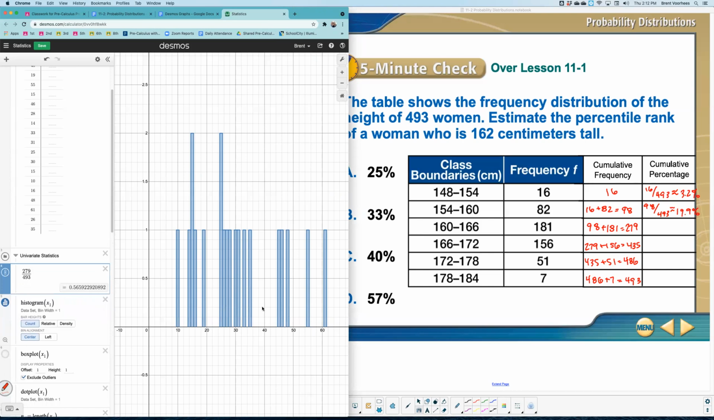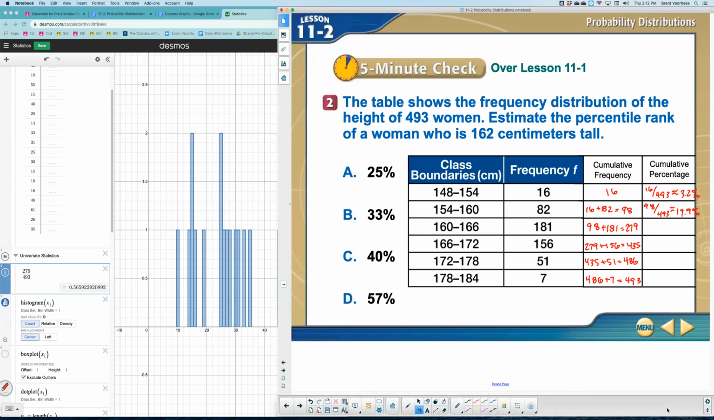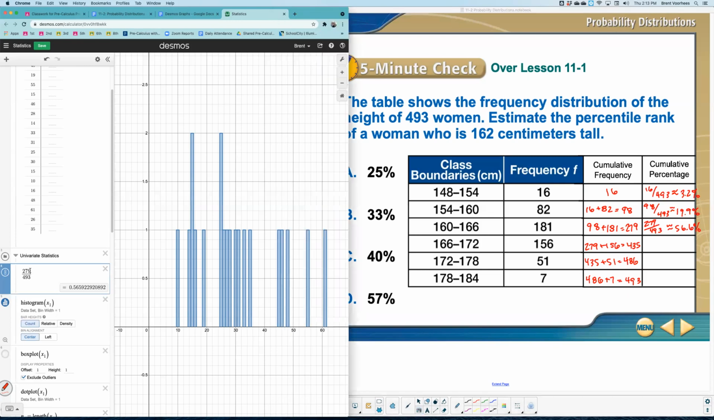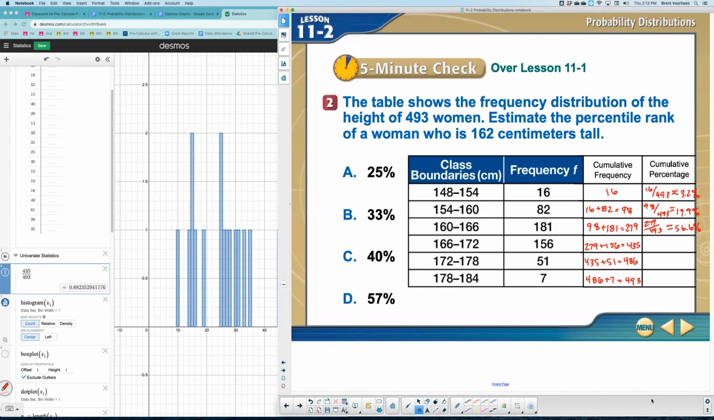279 is 56.6%. So we're now over half. Now 435 divided by 493. We're at 80, all the way up to 88.2%.